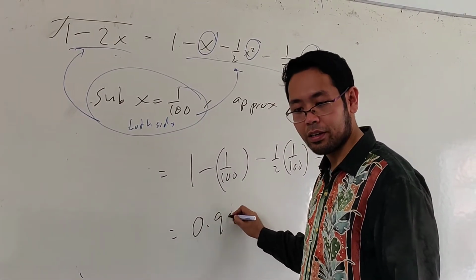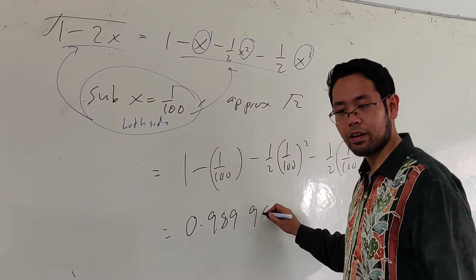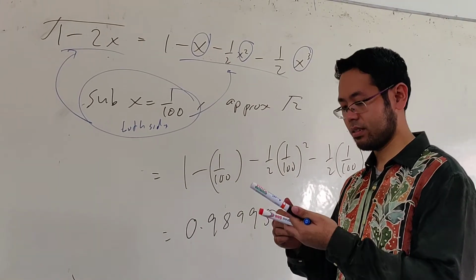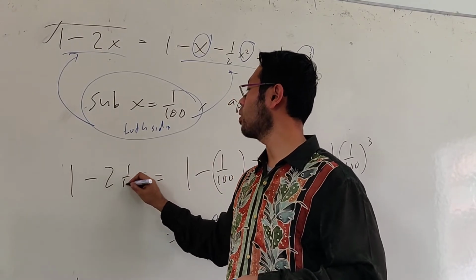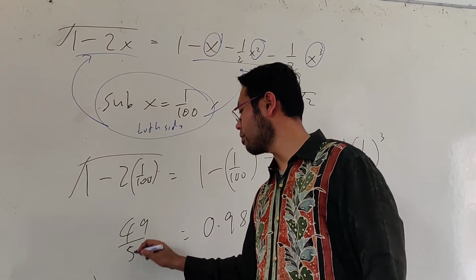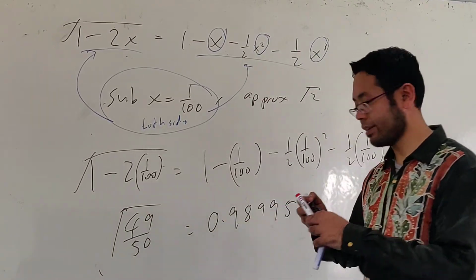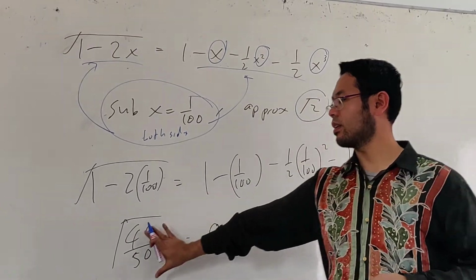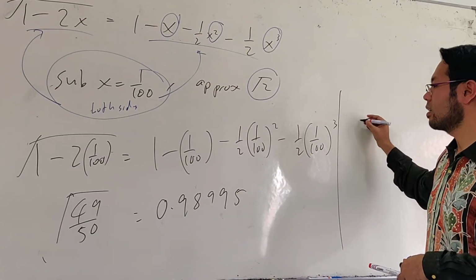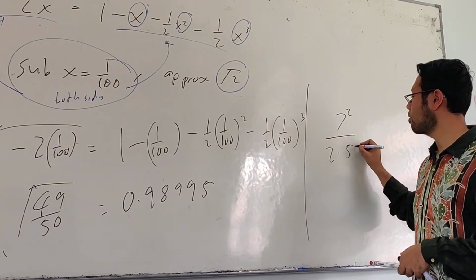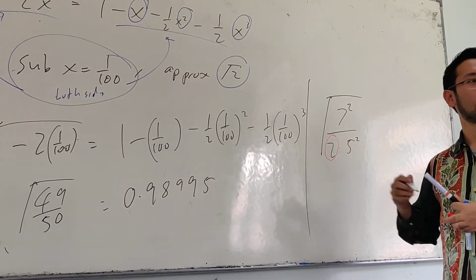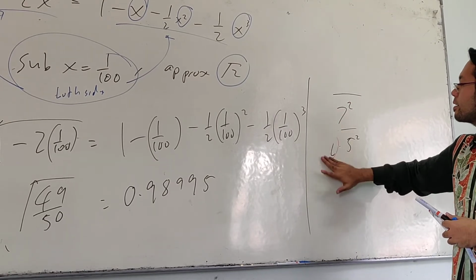You get 0.9895. Okay, what happened to the left side? 1 minus 2 over 100. You should get yourself 49 over 50 square root. I want what? Square root 2. There's no square root 2 here yet. But we can write them down as 7 squared, 2, 5 squared, square root. You okay? I just want this 2, right? So I can split them and I got myself something like this.